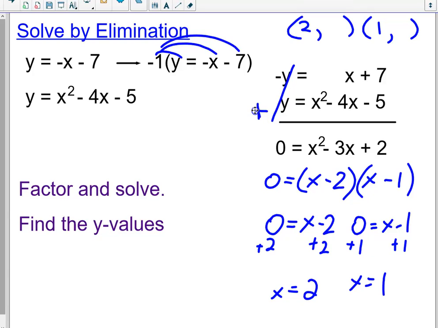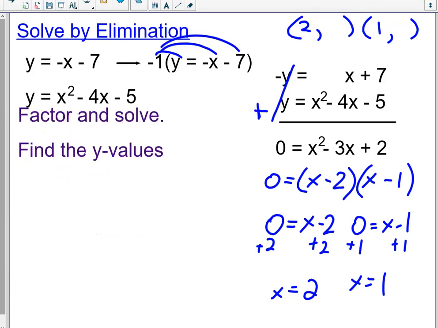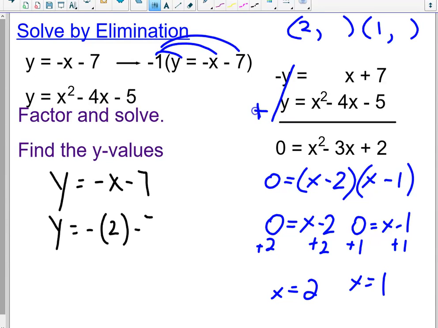We can substitute those into the original equations. Okay? So I'm going to use y equals -x minus 7, and I'm going to substitute in 2 for x. So y equals the opposite of 2 minus 7. -2 minus 7 is -9. So my answer, one of them, is 2 comma -9.